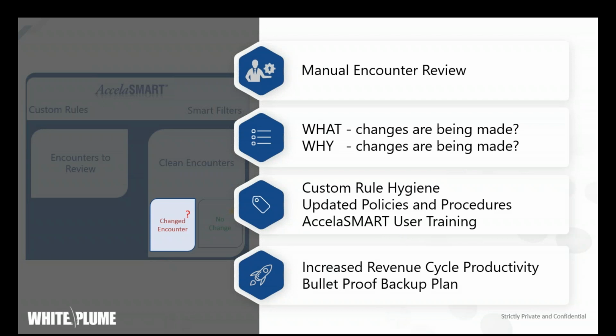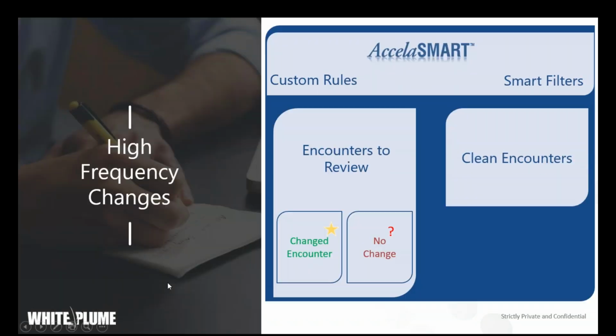All right, so we've looked at kind of one half of the equation, right, where we were considering the encounters that needed to be reviewed, where we weren't making changes, right?